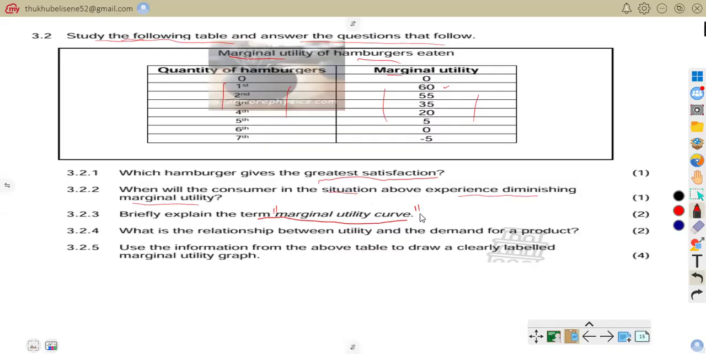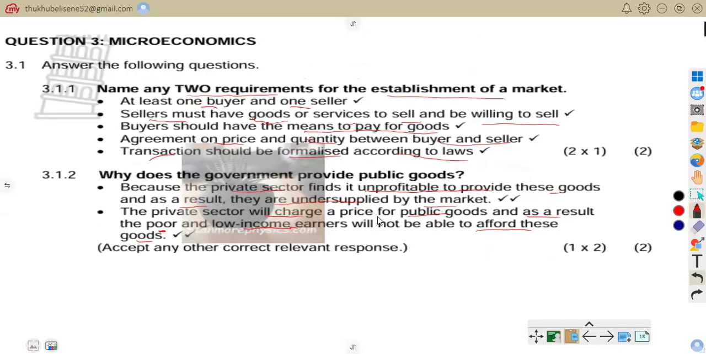That is when you're talking about the marginal utility curve. Hope you understand what I'm saying, good people. So let us now go to those answers.